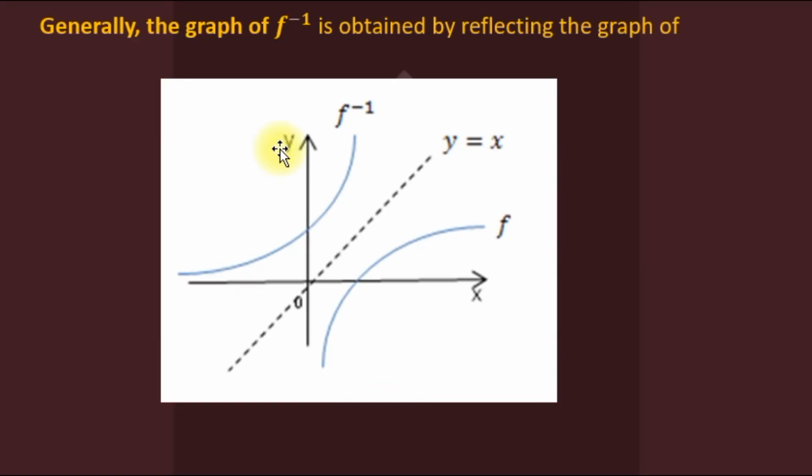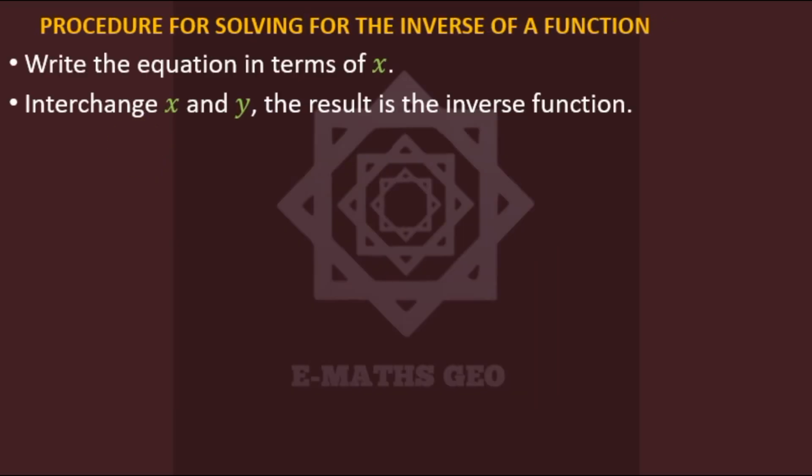By graphical method, a function and its inverse are gotten by reflecting each other. So if I reflect f about the line y equals x, we have the inverse. That's the graphical representation. Whenever you reflect a function about the line y equals x, the function gotten is the inverse. So let's now find the procedure for finding the inverse of a function.